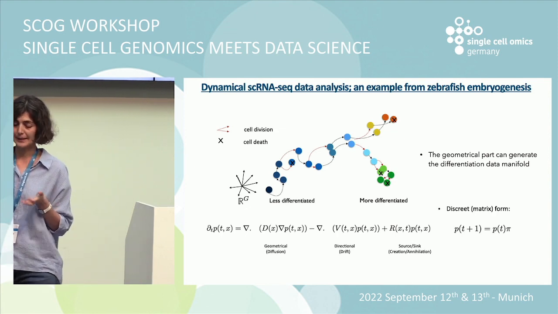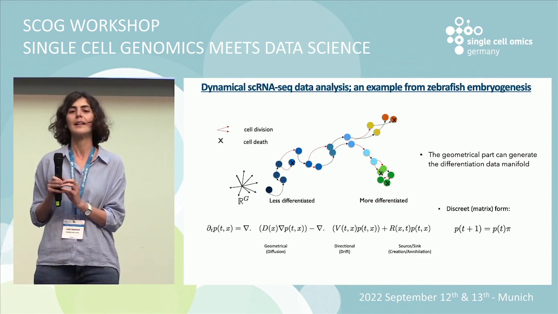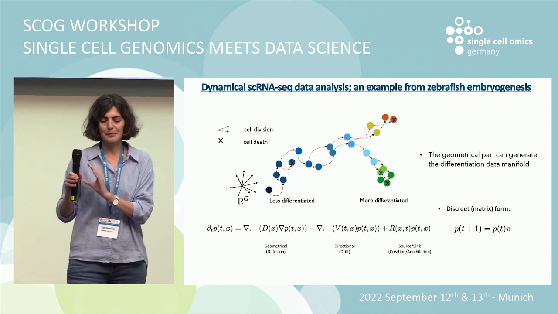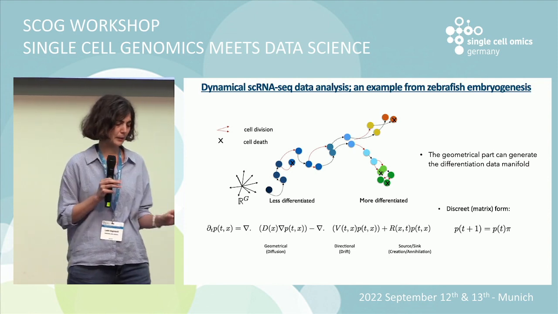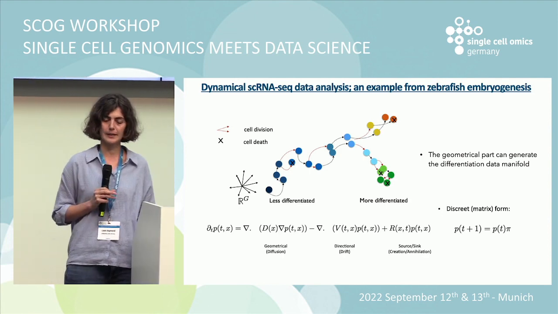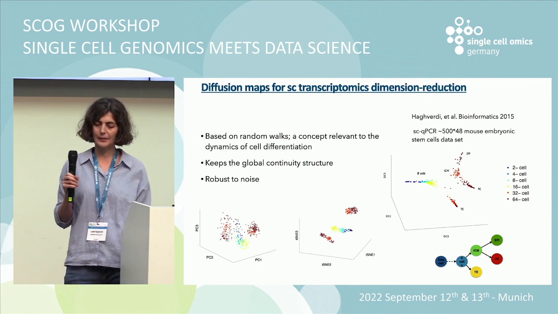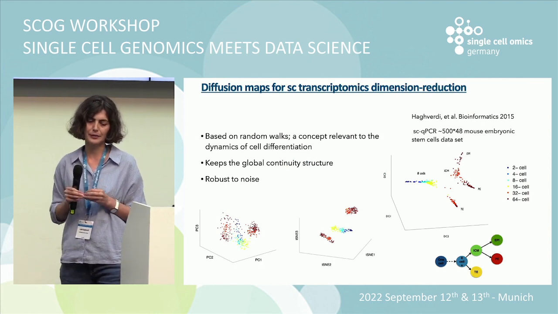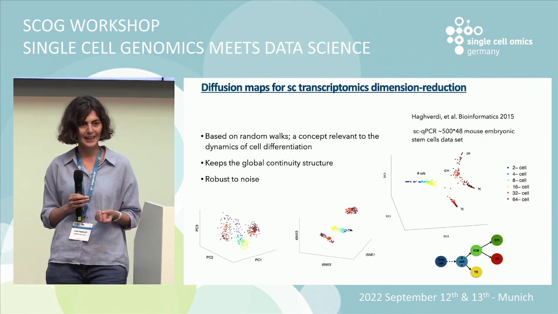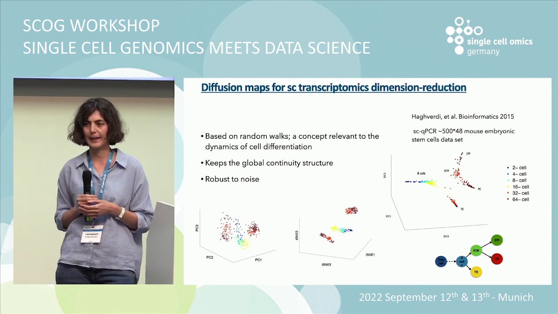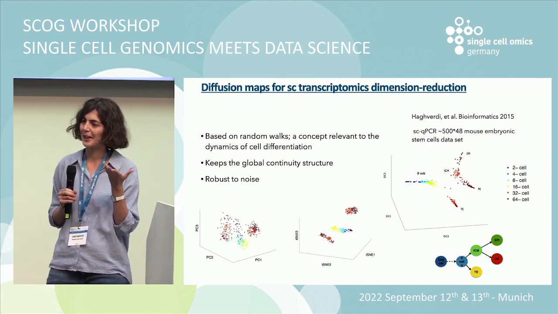The density probability at one time step can be explained by the previous time step, an operator, a matrix operator acting on it, here shown by pi. Okay, so that's how we came up with diffusion maps. I mean, diffusion map existed, but this intrinsic link to the cell differentiation dynamic was our main first motivation.